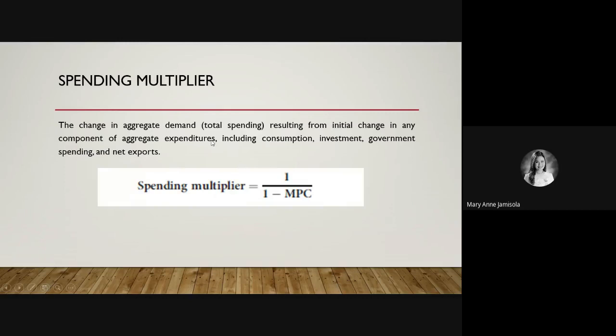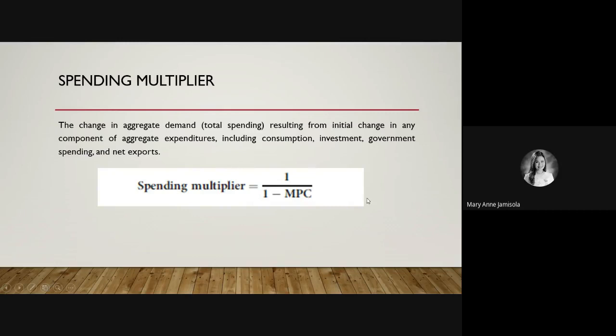So if ganahan mo shortcut aning mga formula, 1 minus MPC, pwede ra sad 1 over MPS, marginal propensity to save. Okay, 1 minus MPC is equal to MPS. Okay, so either you use this or 1 over MPS will give you the same amount.